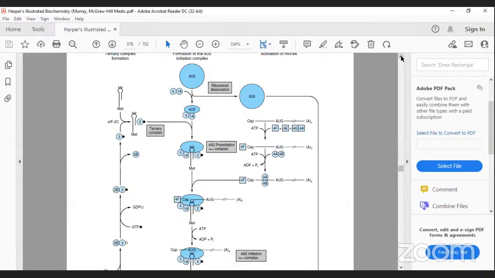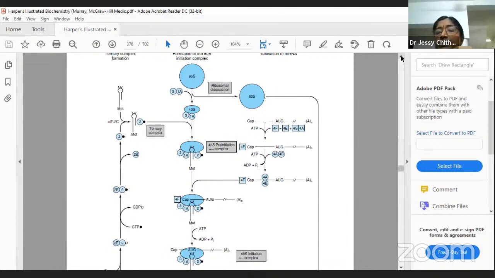Then, coming to the initiation step. So, during initiation, what happens?